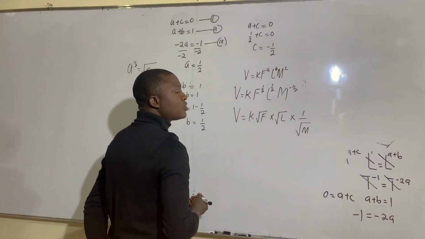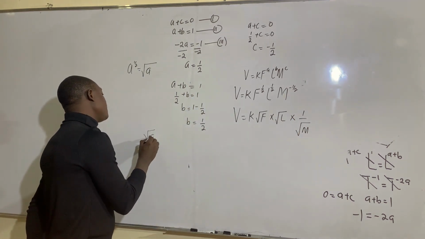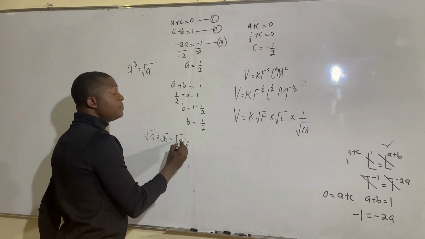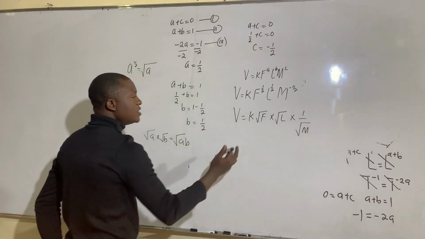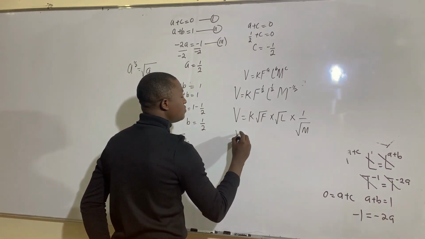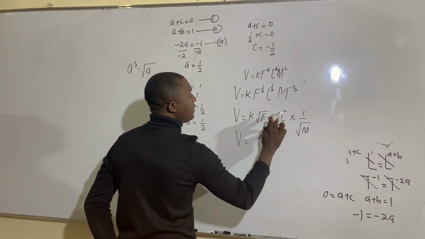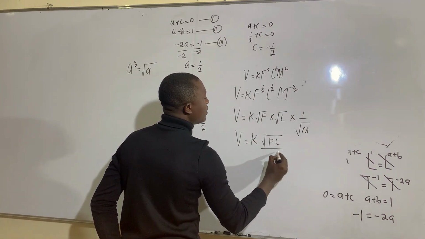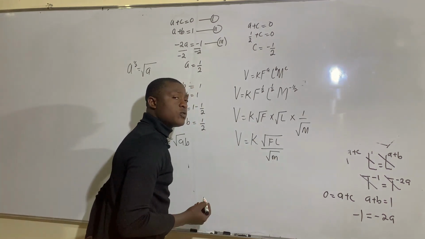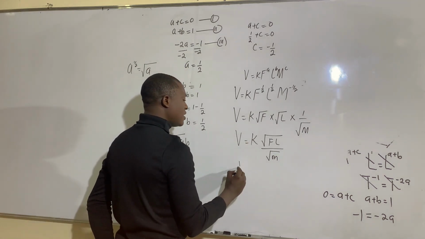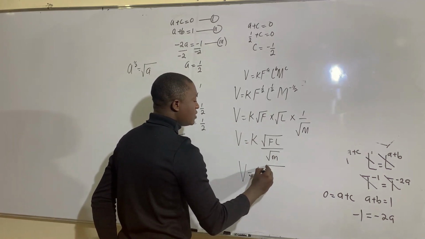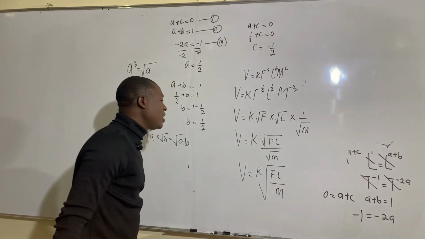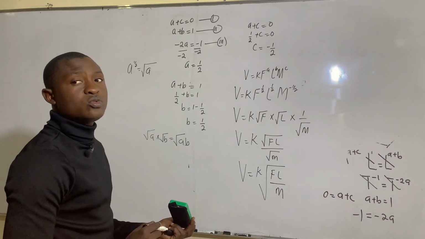So now, under surds, if I have root of A times root of B, this is nothing but root of AB, since the two of them are inside root. So that's what I'm trying to do here now. I can have V is equal to K times root of F times root of L, that means I can have root of FL over root of M. Of course, I can still change this one. Since they all have root, I can have V equal to K square root of FL all over M. So hence the problem is solved. That's what we are asked to prove.